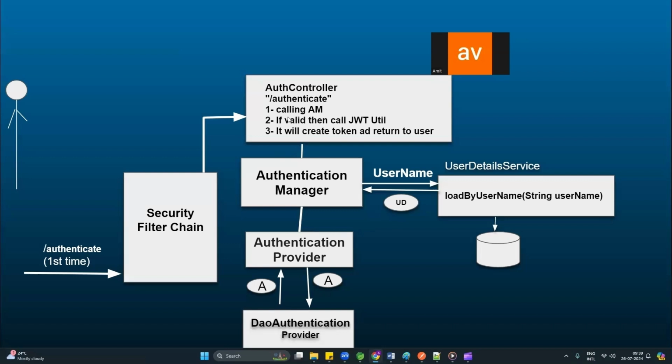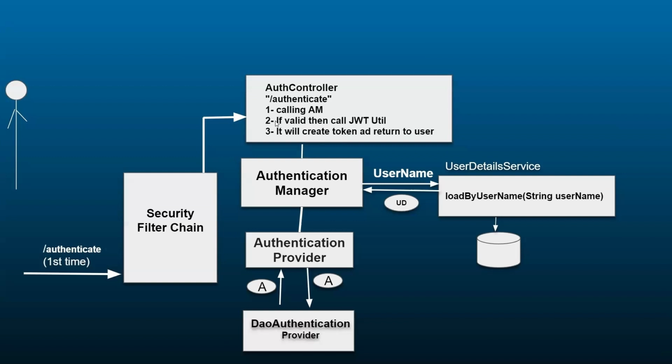Now the authentication controller gets to know that the user is authenticated, or that this request is authenticated successfully. After this, in the second step, it calls the JWT util, because now we know the username and password are valid. We have to write the logic inside the authentication controller to call the JWT util.